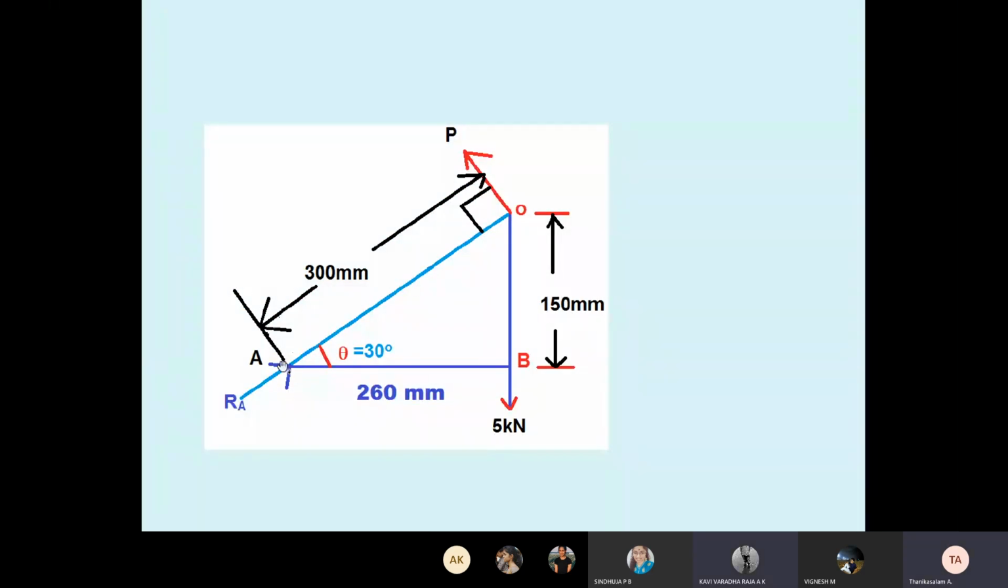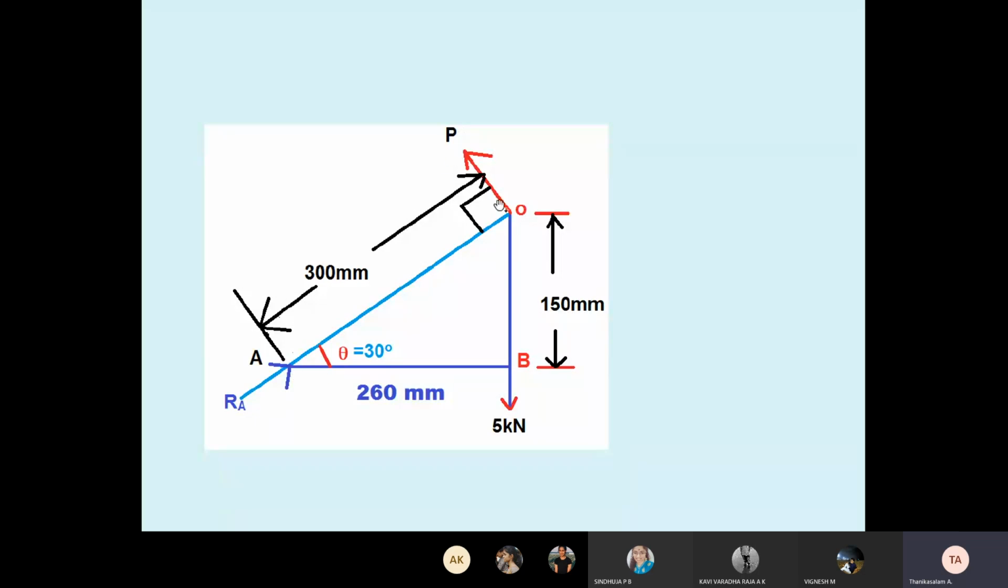Yes, sir. I'm taking moments with respect to point A. The reaction RA is acting at point A. Why am I not considering RA when taking moments, students? Because it does not give any moment. Moment means force times perpendicular distance. So with respect to point A, what are the perpendicular forces?